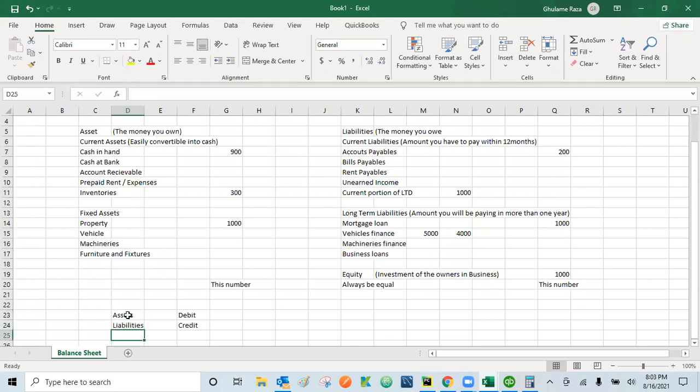So in order to learn all the journal entries, I just make one shortcut to give you the idea. The shortcut is just to remember the word AID. So what does this word AID say? AID says if asset increases, it's debit.